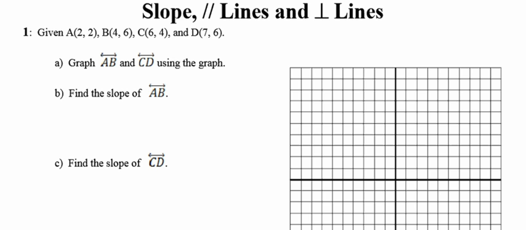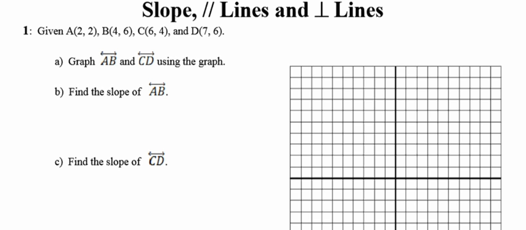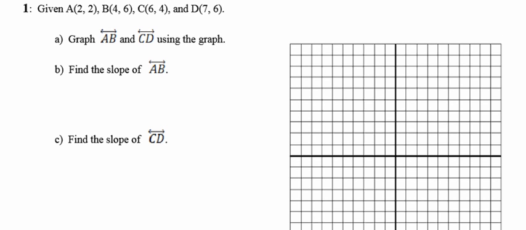So number 1 says we're given point A with coordinates 2, 2, point B with coordinates 4, 6, point C with coordinates 6, 4, and point D with coordinates 7, 6. Letter A, it says graph line AB and line CD using the graph provided. So in order to graph those lines, I'm going to plot those points on the coordinate axes. So A has coordinates 2, 2, and it's going to be right about there.